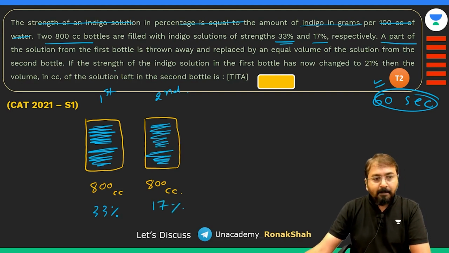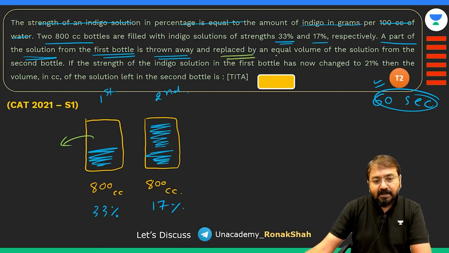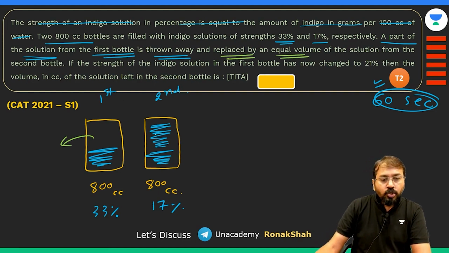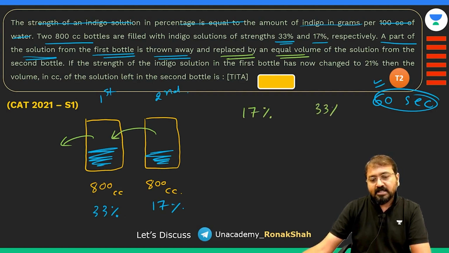A part of the solution from the first bottle is thrown away. So what I'm doing is I'm just emptying this part, throwing it away and replacing it with an equal volume of solution from the second bottle. So you are transferring this over here. Can I say what we are doing is mixing this 17% solution with the 33% solution, and as a result we are getting a solution which has a concentration of 21%.